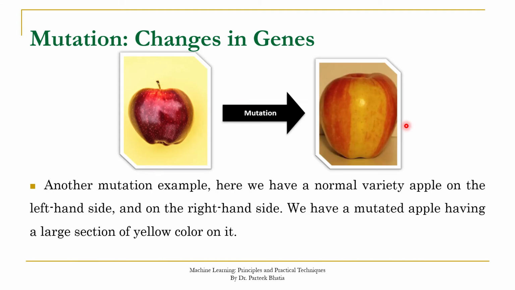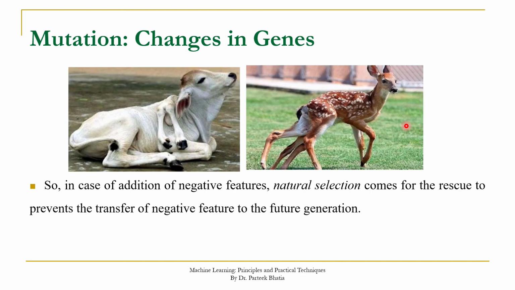As I have already told you, there are some positive mutations. Through the process of mutation, the apple got a new color, but sometimes the mutation has a negative effect. So these are some examples of negative mutations. If mutation has a negative effect, then natural selection comes to the rescue. Through natural selection, the population having the negative effect of mutation will not get a chance to survive for a long time. They will not get the chance to mate, and they will not get the chance to pass their genes to the next generation. Ultimately, these negative features of mutation will disappear from the population after a couple of generations.